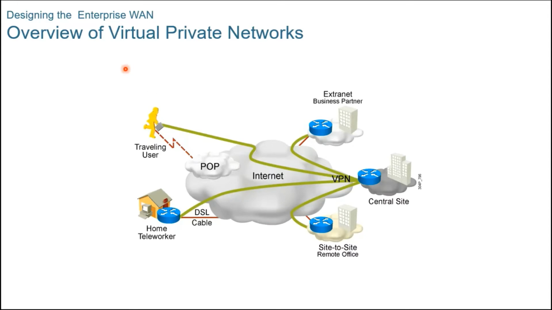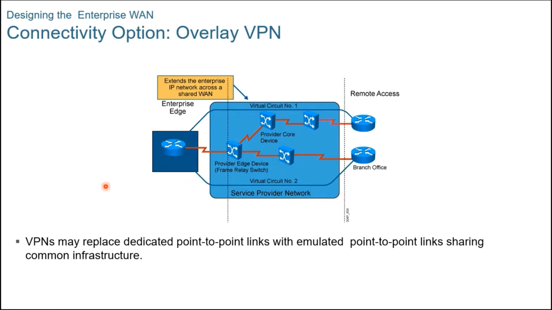Overview of a virtual private network or VPN. So a VPN is a connectivity deployed on a shared infrastructure with the same policies, security, and performance as a private network, but typically with lower total cost of ownership. And we are using the public network like the internet to provide connectivity among sites. So the connectivity options, first is the overlay VPN. So VPN connectivity options include the overlay, VPDN or the virtual private dial-up networks, and peer-to-peer VPNs.